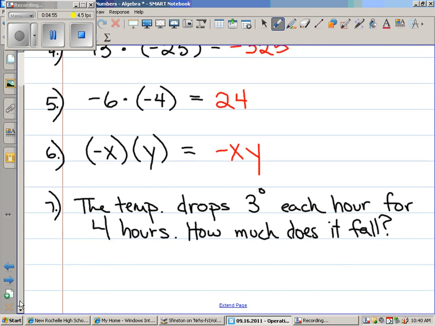And then finally, this last part. The temperature drops. It's cold outside. You told me that. The temperature dropped 3 degrees each hour for 4 hours. How much did it fall? It doesn't matter what it is. All I'm asking is how much it fell by. Yeah, it fell by 12. 4 times negative 3 degrees each hour results in a drop of 12 degrees, or negative 12.